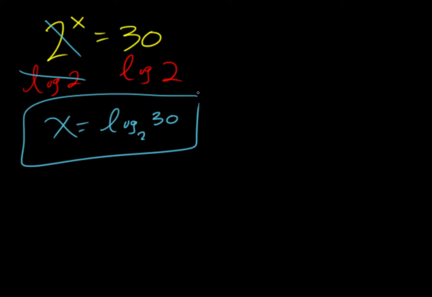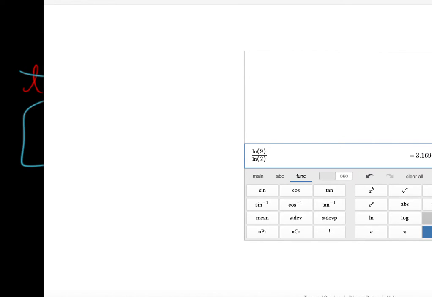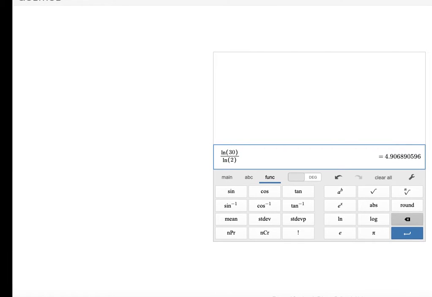Then it wants us to take that answer and use the change of base formula so we can use a calculator. So I'm going to plug in natural log of 30 over natural log of 2 into a calculator. And that's 4.91.